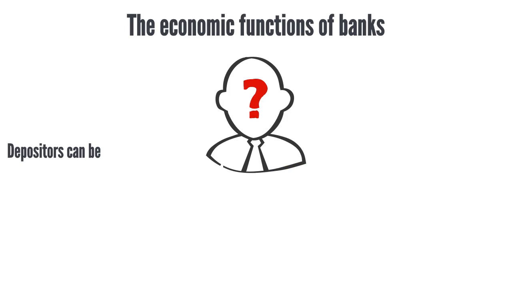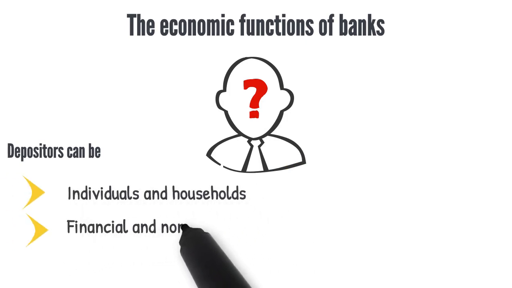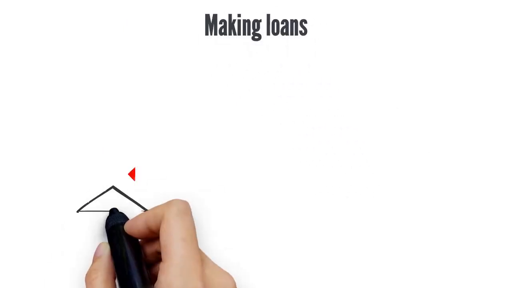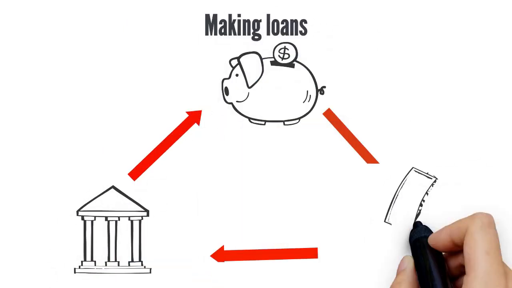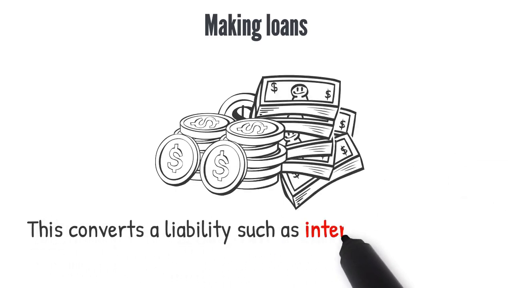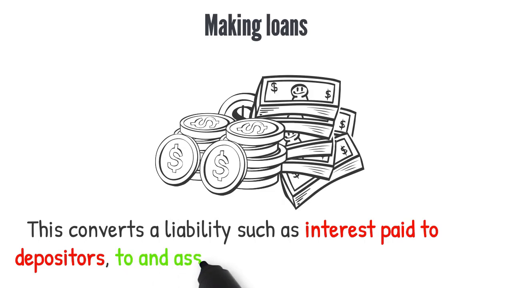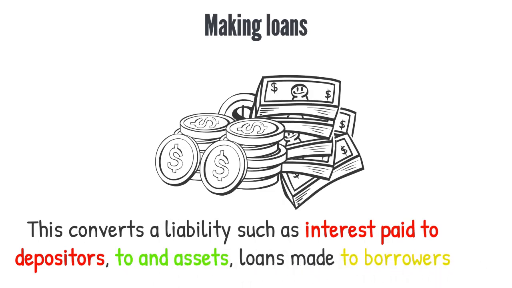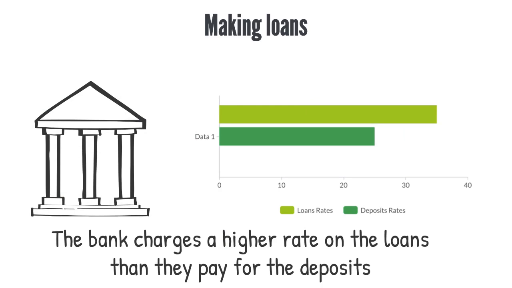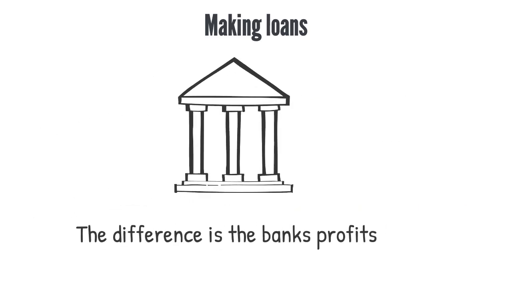Depositors can be individuals and households, financial and non-financial firms, or national and local governments. Making loans. The bank converts shorter-term deposits to make longer-term loans. This converts a liability, such as interest paid to depositors, to an asset, loans made to borrowers. The bank charges a higher rate on the loans than they pay for the deposits. The difference is the bank's profits.